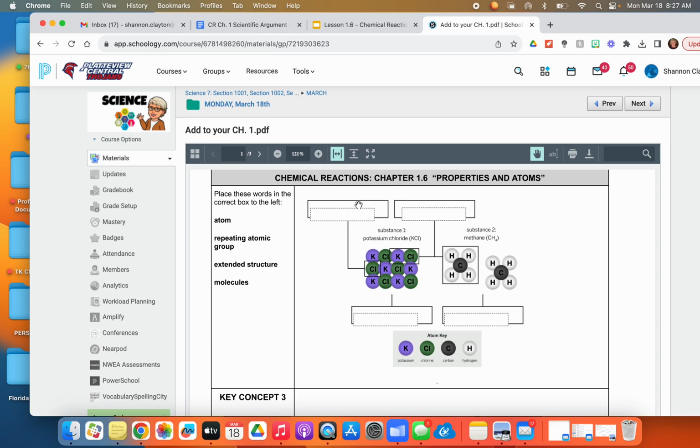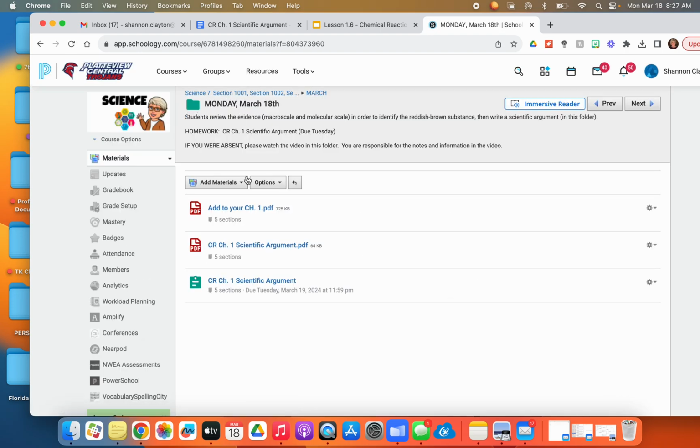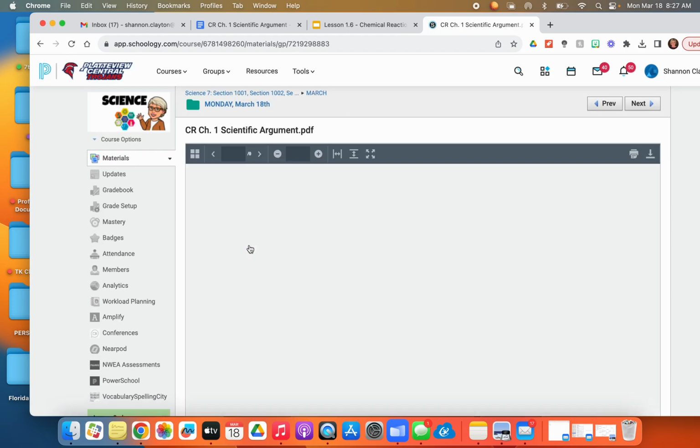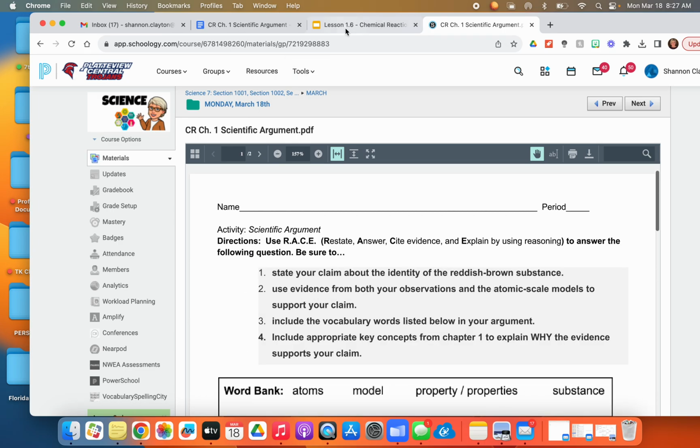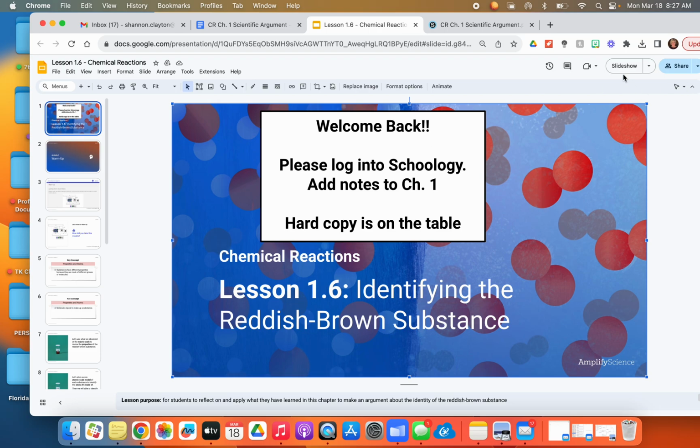If you have a hard copy and you prefer to have a hard copy, go ahead and take the notes on a digital copy and then you can grab a hard copy, or I'll just print your notes out for you and then you can just staple it with your hard copy, okay? The second thing I want you to do is go ahead and download the scientific argument. I'll talk about that as soon as I get done with the notes, okay? Okay, so here we go.